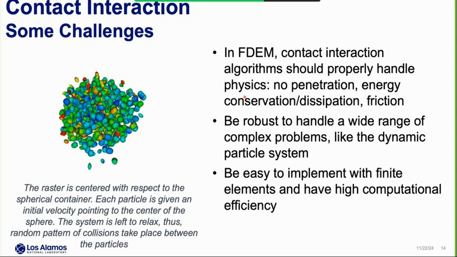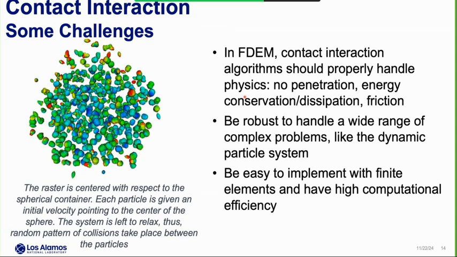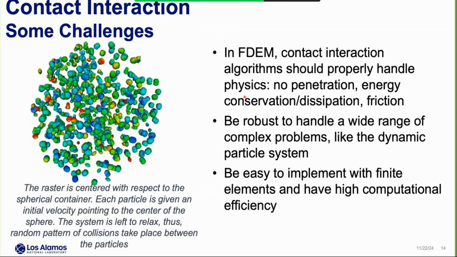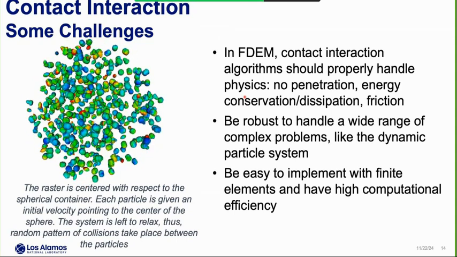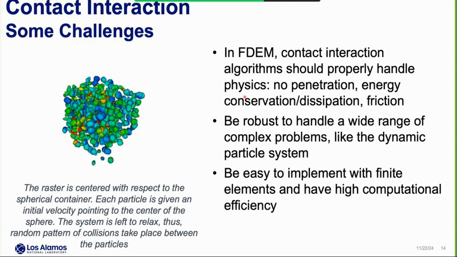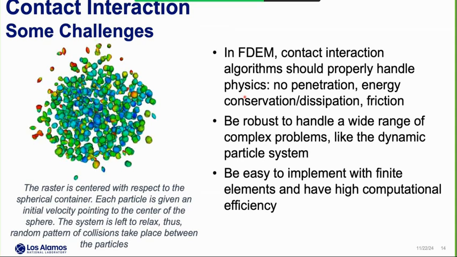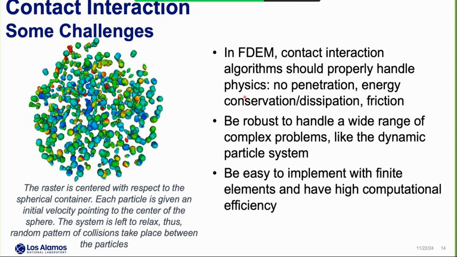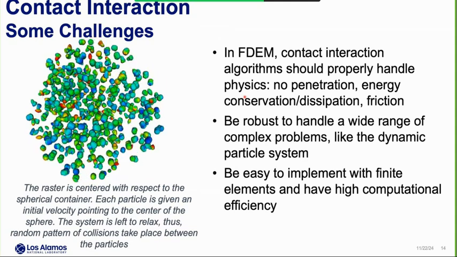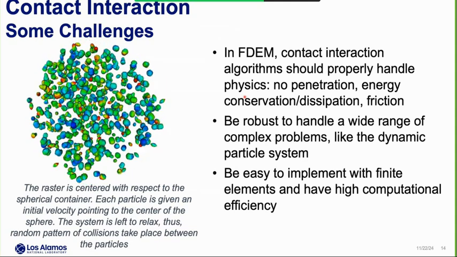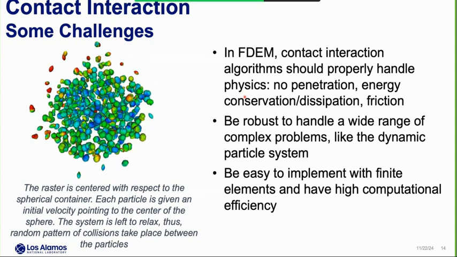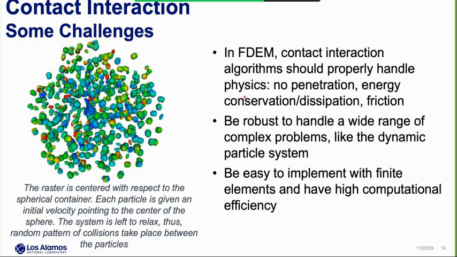So once we figure out the contact relationship, the next step is to calculate the contact force. And we call that process the contact interaction. Unlike the contact detection algorithms, which are mainly geometry-related algorithms, the contact interaction algorithm needs to properly handle the physics. So in that case, we need to avoid the penetration, and we need to take care of the energy during the contact process, and we also need to properly handle the friction forces.